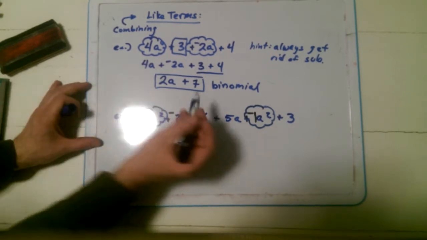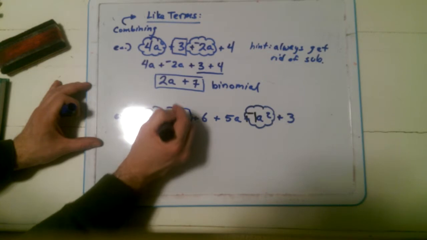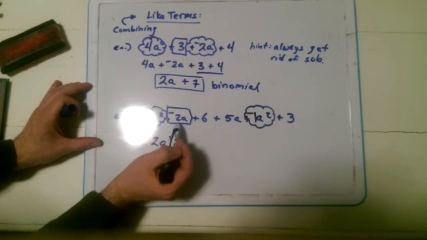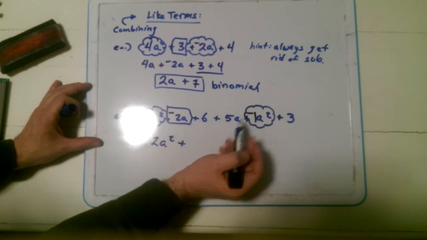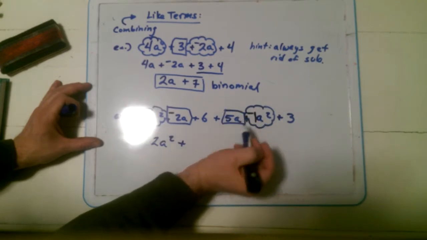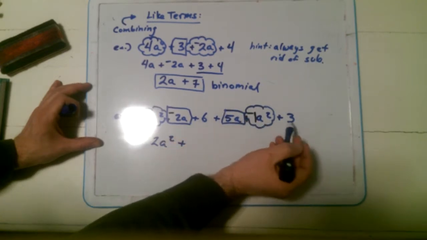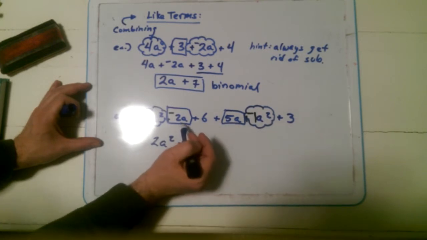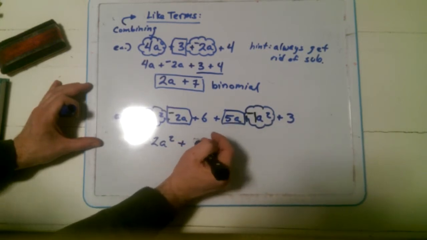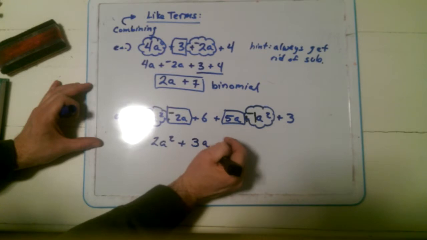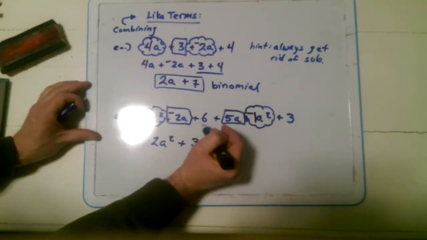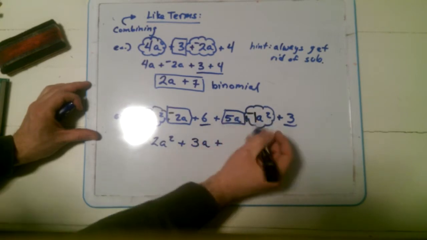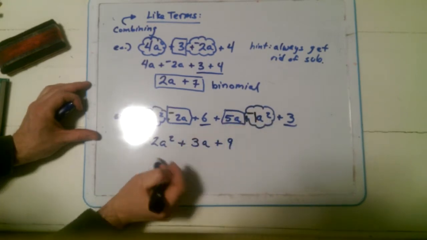And then we'll go to the next. Here is negative 2a. Do we have anything else that has an a in it? That one doesn't, but this one sure does. So we'll do that just to give us a reminder. And then there's our number. So we have negative 2a plus 5a, and that gives us 3a's all together. And lastly, we have our 6 and our 3, and 6 and 3 give us our total of 9.